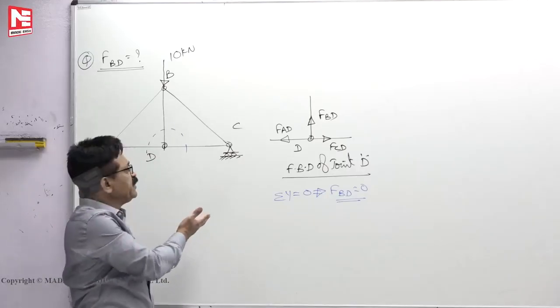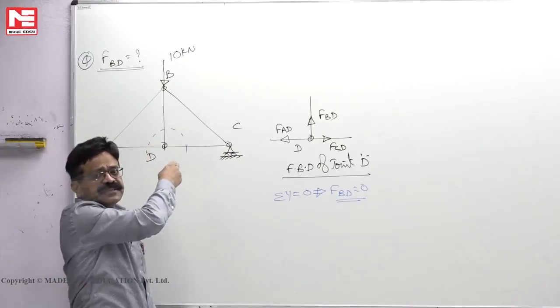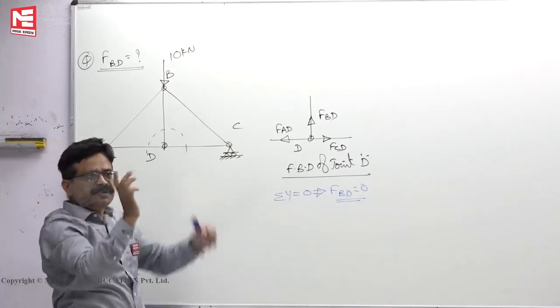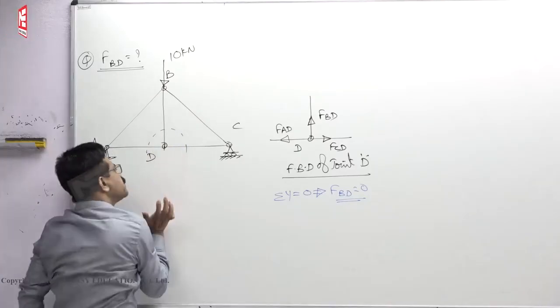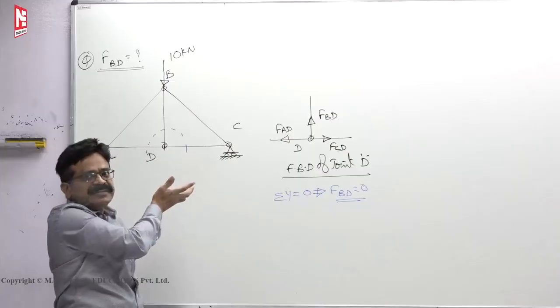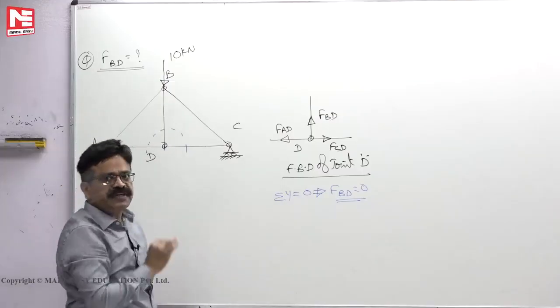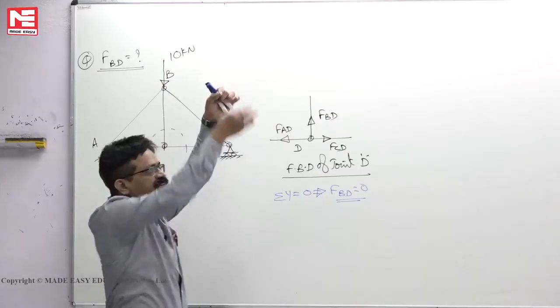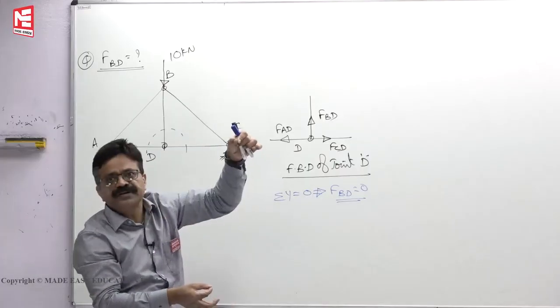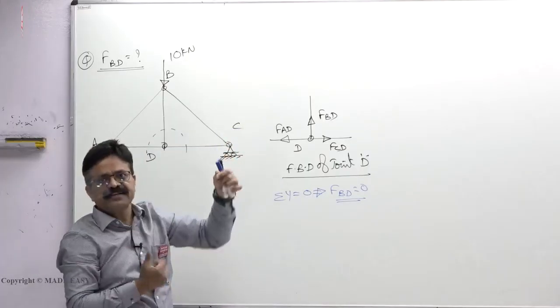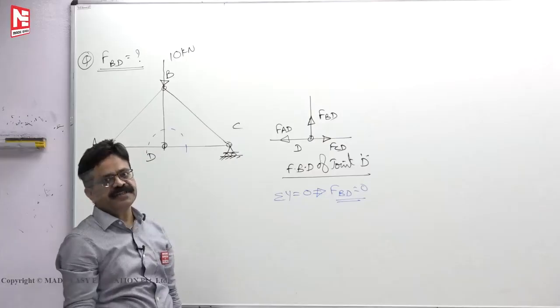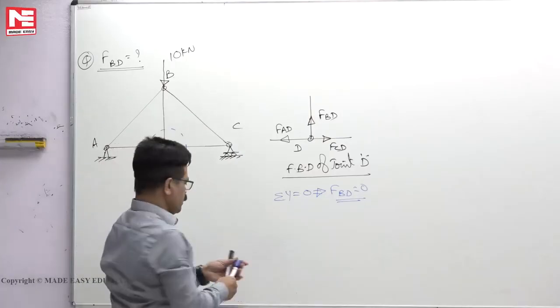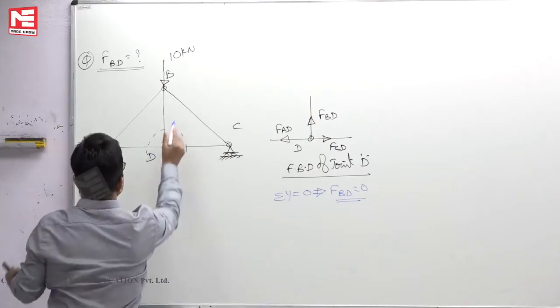Why it says it cannot take any load is because of the configuration at D. For that member to be under compression, there must be someone to push him up. Nobody is there. So with single force, you cannot keep it in compression. It is like a cantilever portion. One end only you apply some load, other end load is not there. So it cannot be subjected to compression. So force in the member BD is 0.